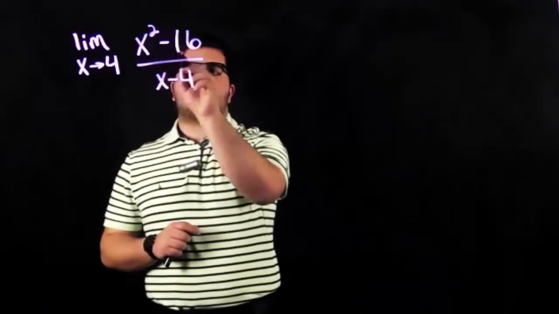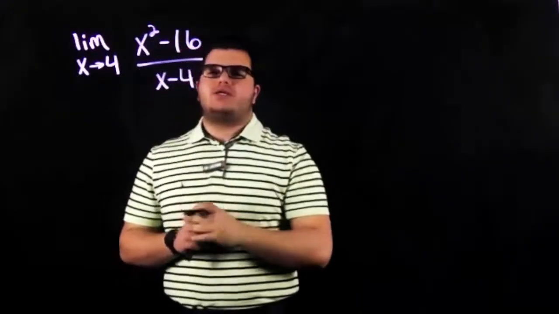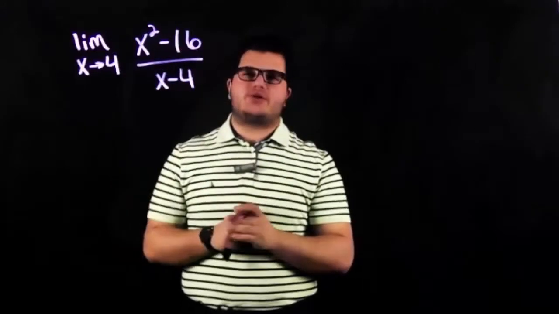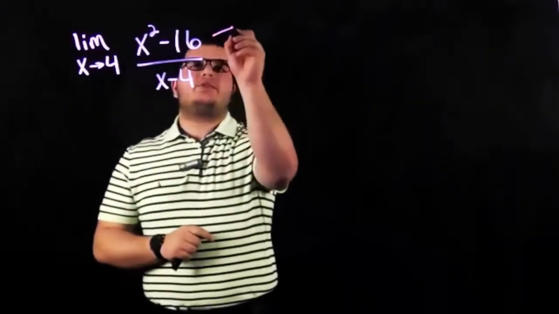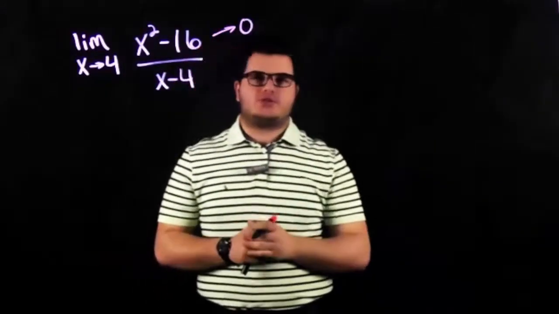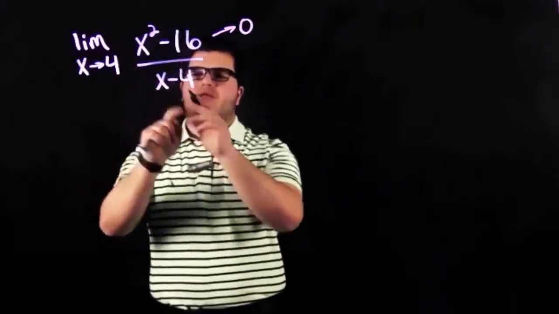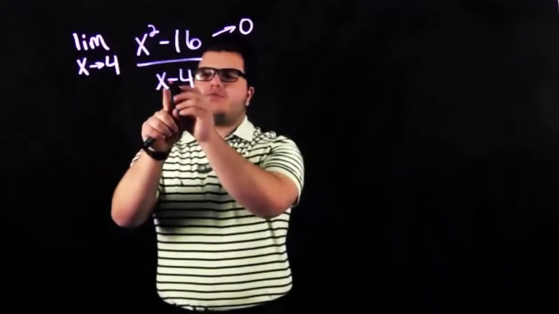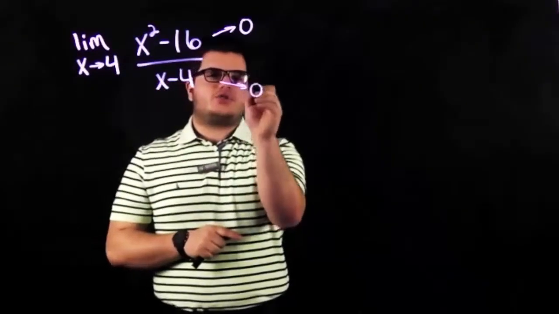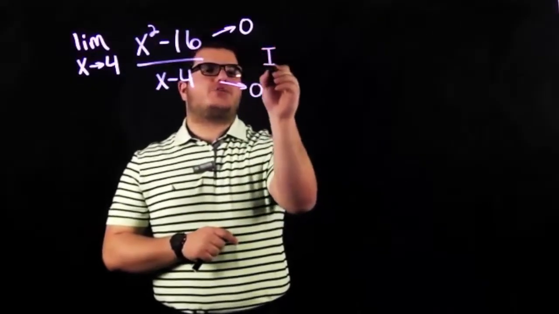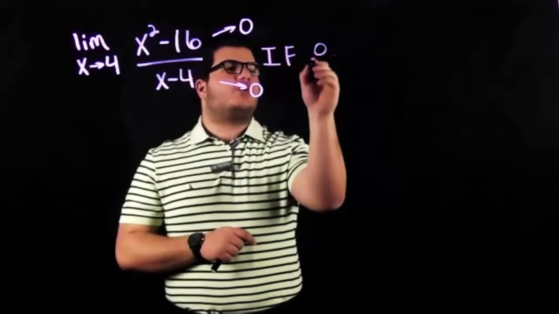We see that x squared minus 16, if we substitute in the 4, is 4 squared, which is 16, minus 16. This top function is going to approach 0. This bottom function, if I substitute 4 in, I'm going to get 4 minus 4, which is also 0. And so this is our indeterminate form, 0 over 0.